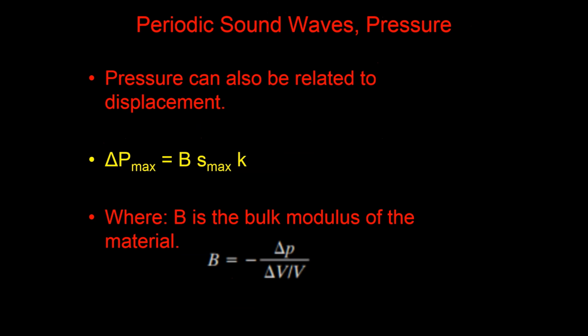When we're talking about pressure, we can also relate this to what's referred to as the bulk modulus. Now, the bulk modulus is a measure of the material and how it responds to pressure waves, and essentially the density of the material. So here we can say delta P, our change in pressure, will be equal to B, this bulk modulus, times the maximum displacement times k, where B is the bulk modulus of the material, so B is given by negative delta P over delta V over V, where this is a change in volume over the overall volume.